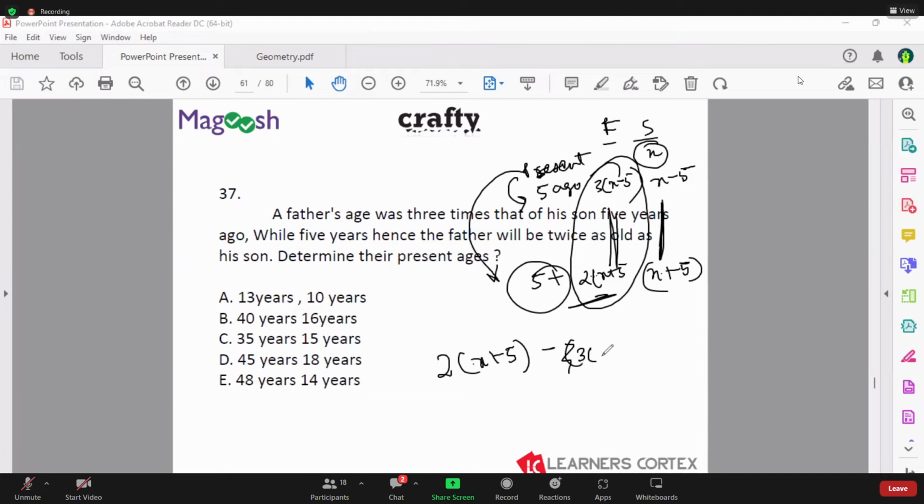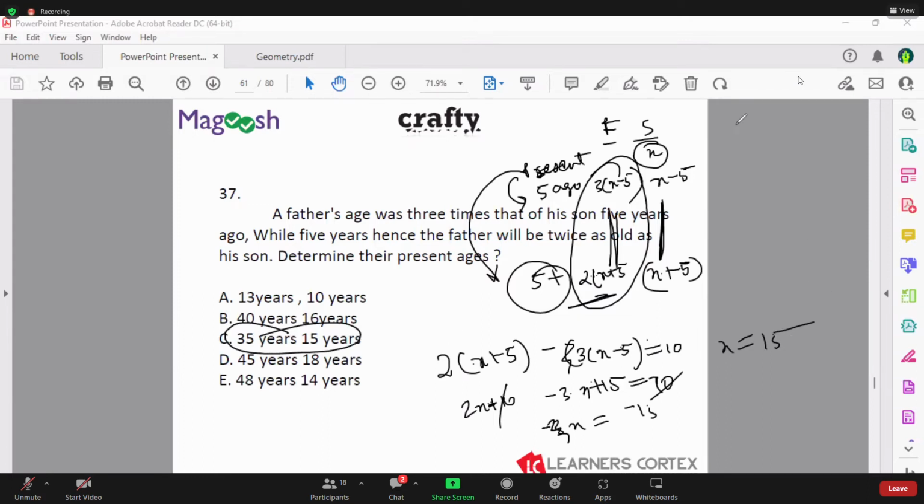So 2x plus 10 minus 3x plus 15 equals 10, and then it would get cancelled. Minus 3x, so minus x is equal to minus 15, or x equals 15 basically. There is only one option which has 15 as the option, so that would be the answer.